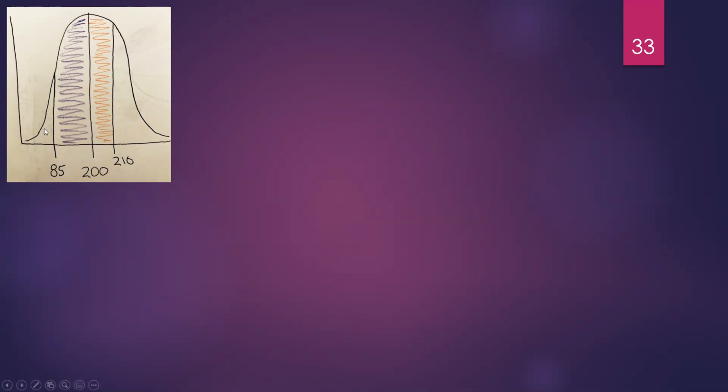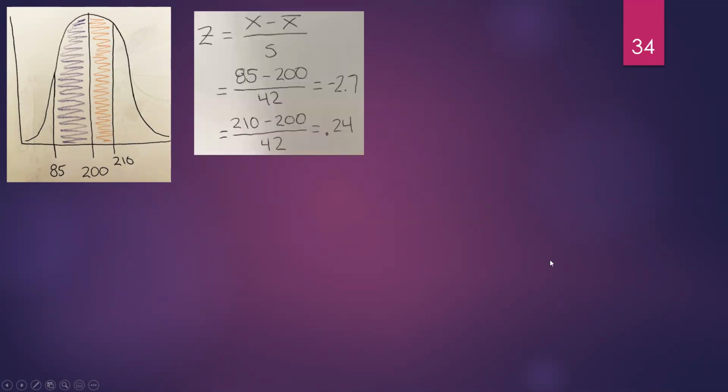So you draw your curve here, put your mean in the middle. Your mean in this problem is 200, and we're trying to find the area between 85 and 210. So we're shading in both of these chunks here as the area we're trying to find. Now we're calculating our z-score for both. 85 is going to have a z-score, right? We're asking how many standard deviations away from the mean is 85, as well as for 210.